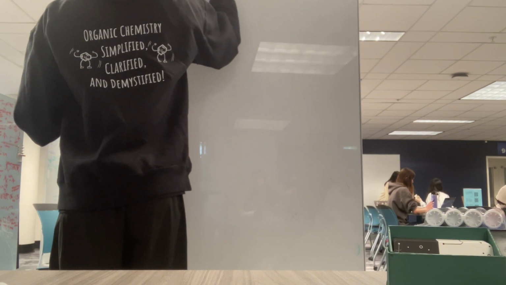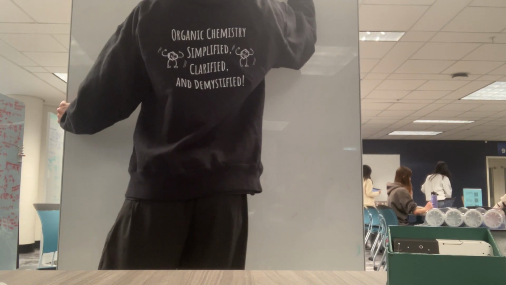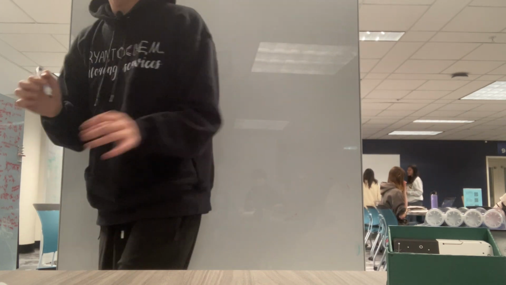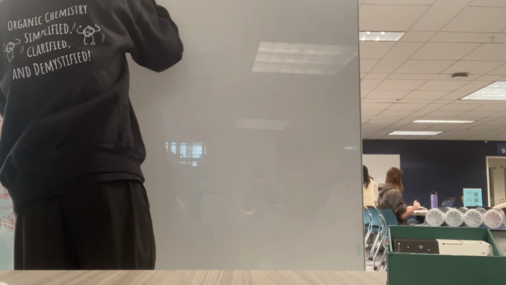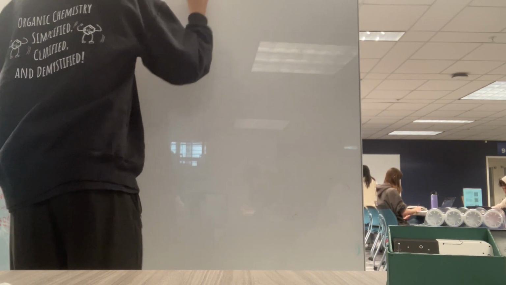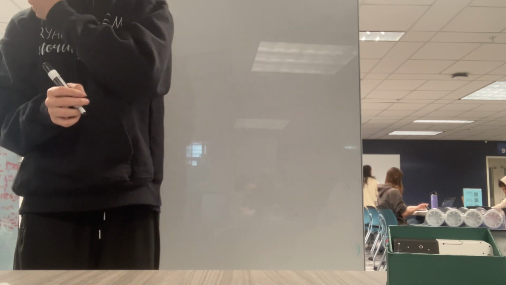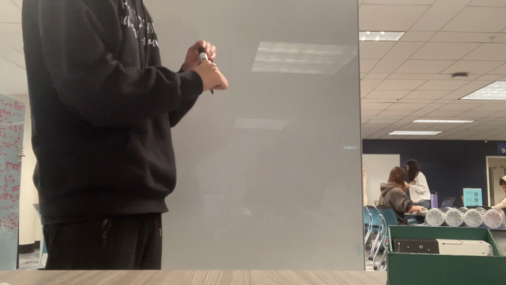HX reactions with ethers. This is an 8B reaction, right? HX, where X can be chlorine, bromine, or iodine. Fluorine is not going to react with that, it's too unreactive. This is 118A2, the end of 118A.